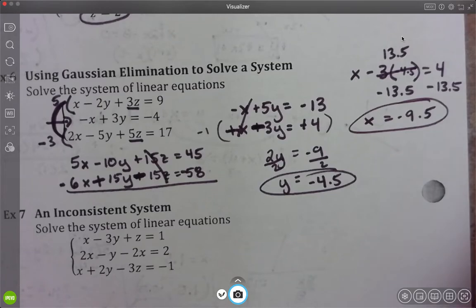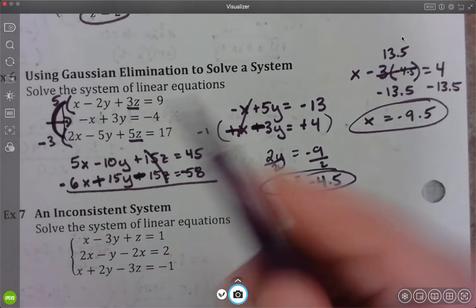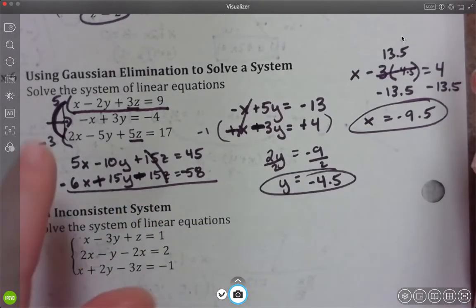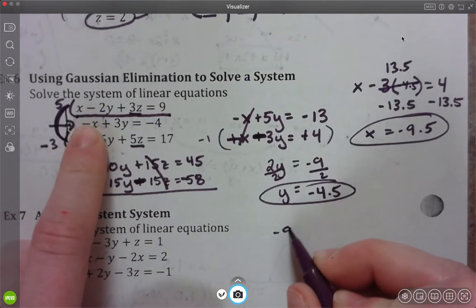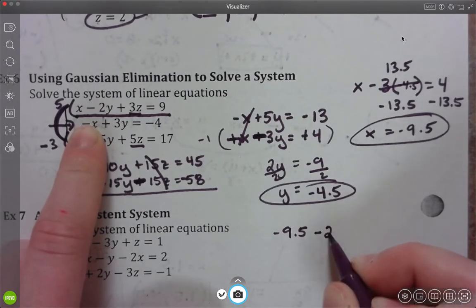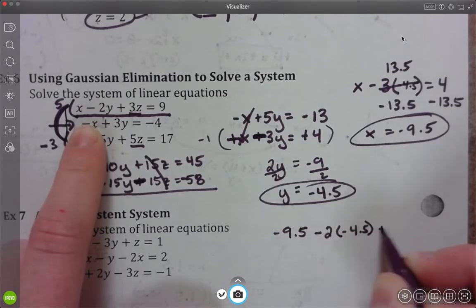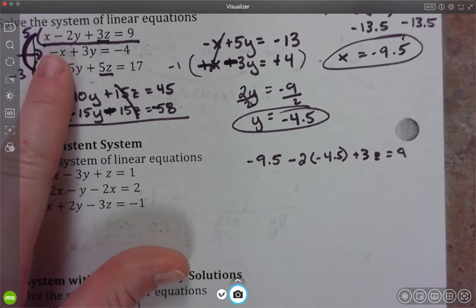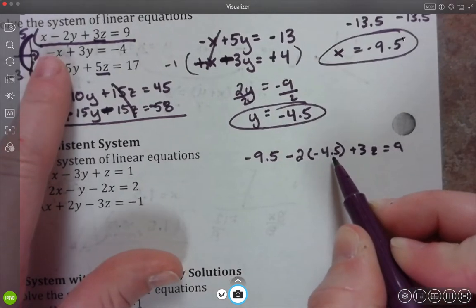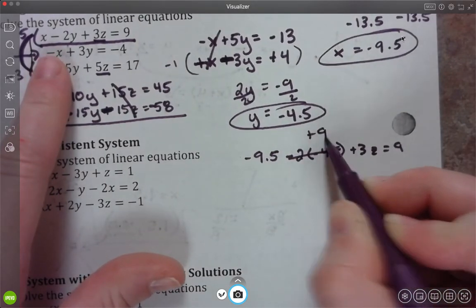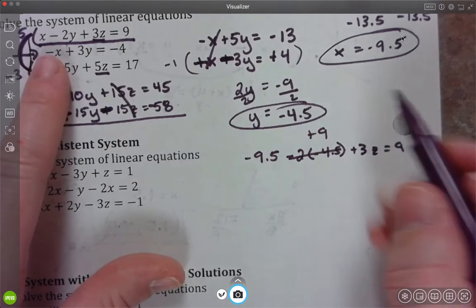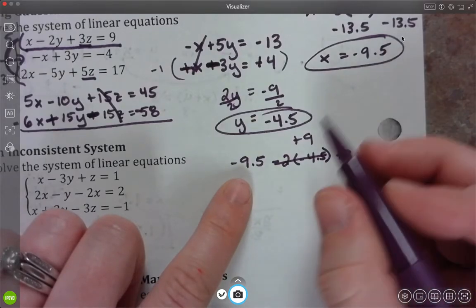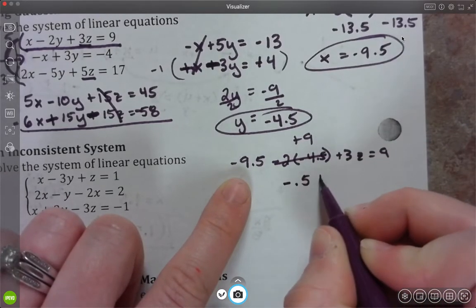And last, I can go back through and find z. It doesn't matter which equation I use as long as it has a z in it. So let's do the top one. I'm going to do -9.5 minus 2 times -4.5 plus 3z equals 9. So -2 times -4.5 is going to be a positive 9. So -9.5 plus 9 is going to be -0.5 plus 3z equals 9.